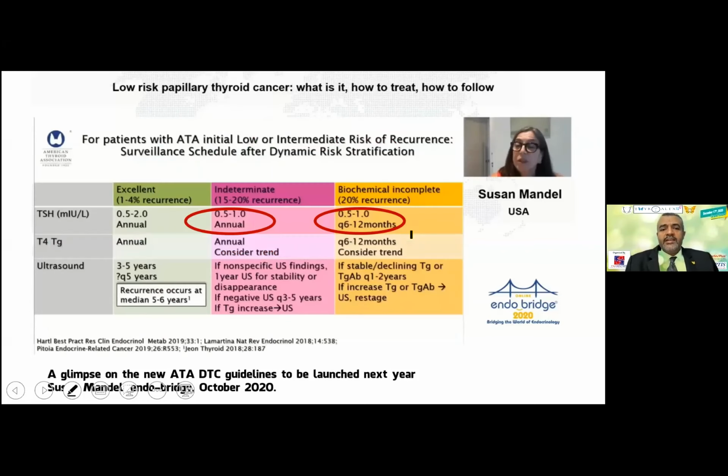Also, I expect that we are going to see different targets for TSH during the management of differentiated thyroid carcinoma based on the response. So for an excellent response, we know that we should go for a TSH target of 0.5 to 2. But for indeterminate and biochemically incomplete response, you are going to target 0.5 to 1. And this is a new target that was not mentioned in the previous guidelines. So we are anticipating the new guidelines to know more about the new management of thyroid cancer.